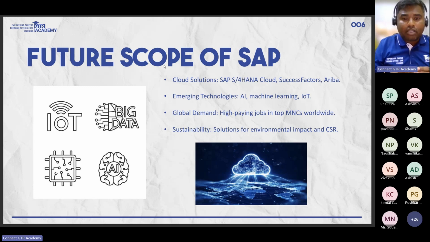And sustainability: they are environmentally friendly, and they do a lot of CSR activities in terms of future scope considerations as well. In their adaptation of new technologies, they also consider whether it will help them sustain their world. So in that way, sustainability is also very good.